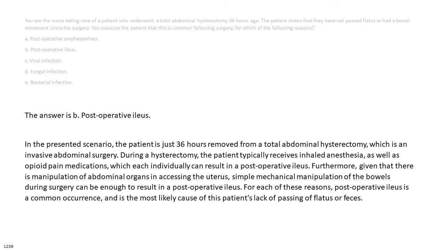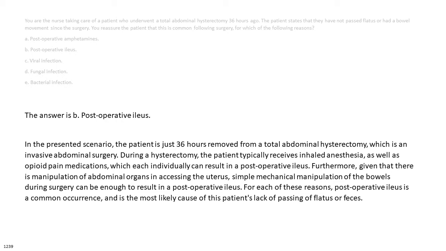The answer is B. Postoperative ileus. In the presented scenario, the patient is just 36 hours removed from a total abdominal hysterectomy, which is an invasive abdominal surgery. During a hysterectomy, the patient typically receives inhaled anesthesia, as well as opioid pain medications, which each individually can result in a postoperative ileus.